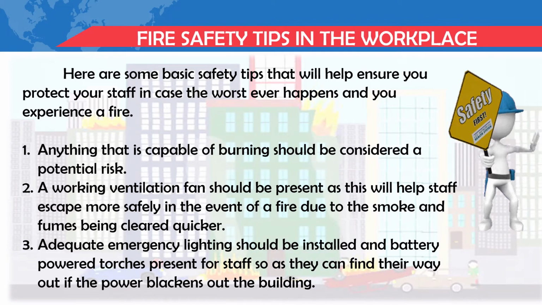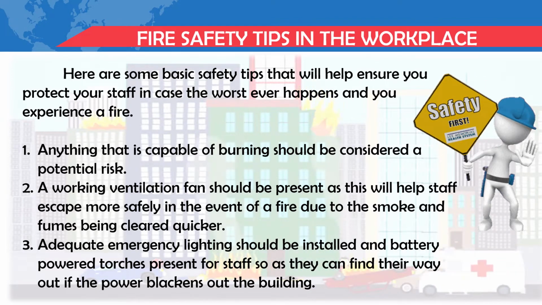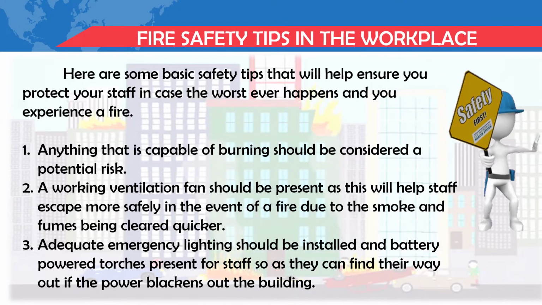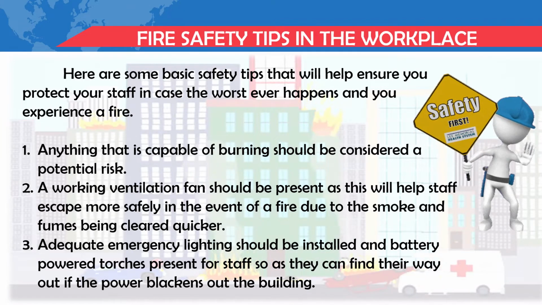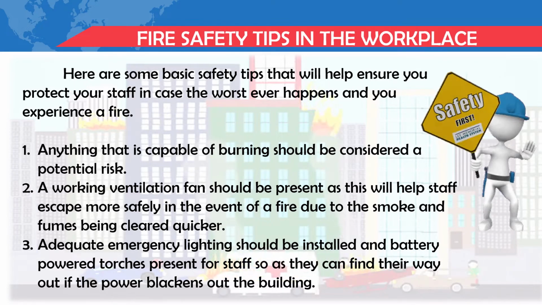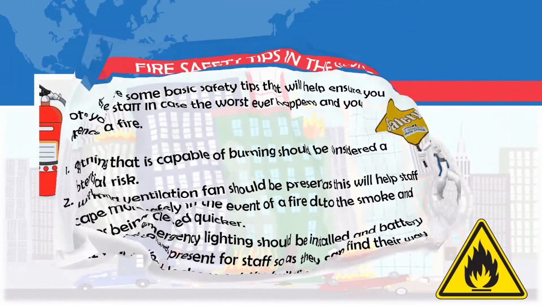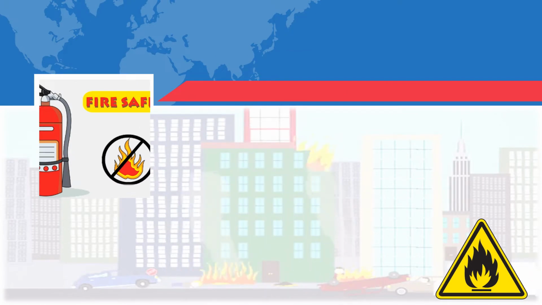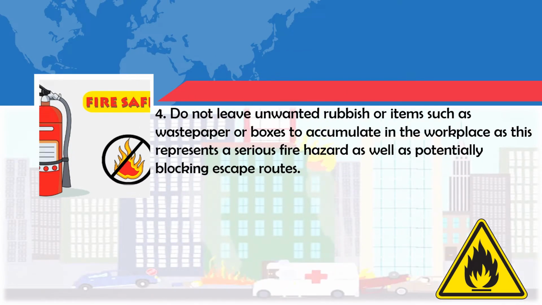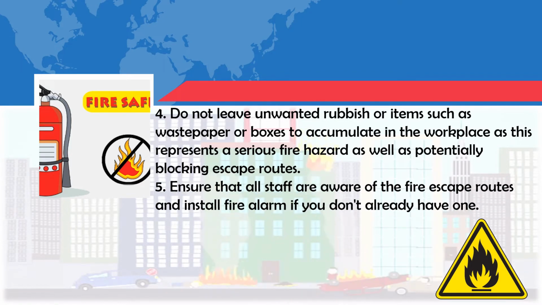The third one is adequate emergency lighting should be installed, and battery-powered torches present for staff so they can find their way out if the power blacks out the building. Number 4. Do not leave unwanted rubbish or items such as waste paper or boxes to accumulate in the workplace, as this represents a serious fire hazard as well as potentially blocking escape routes.